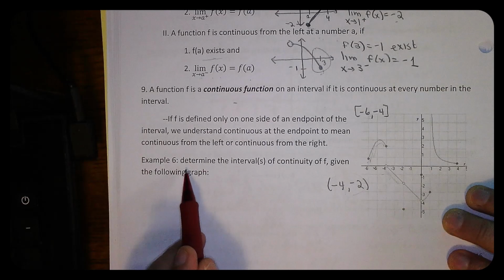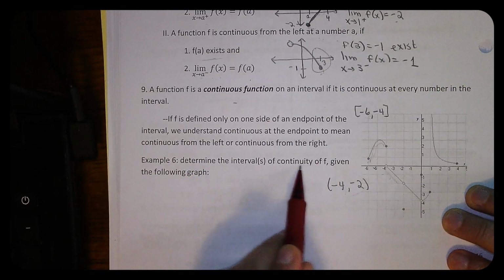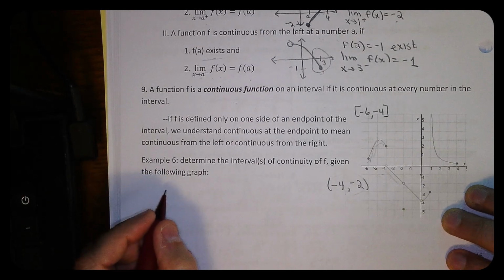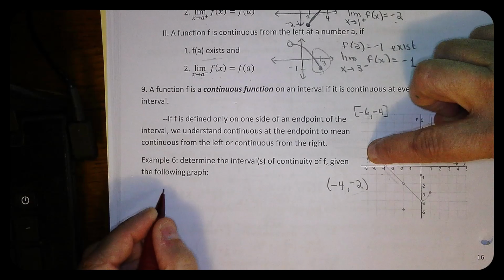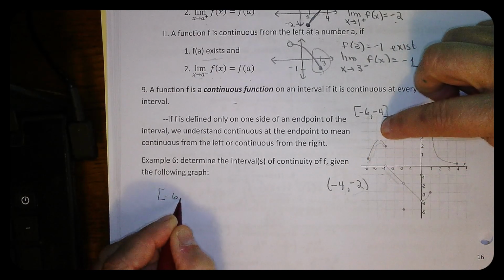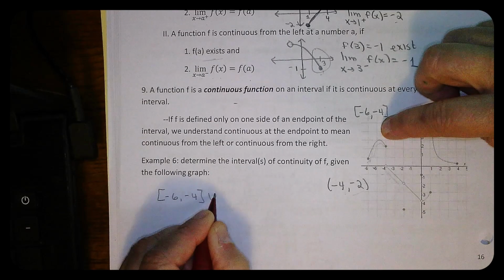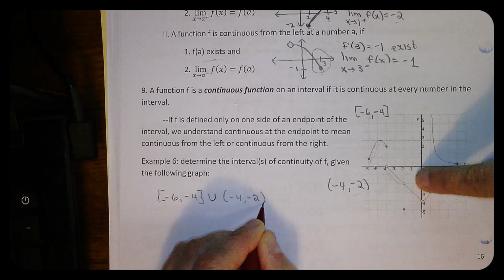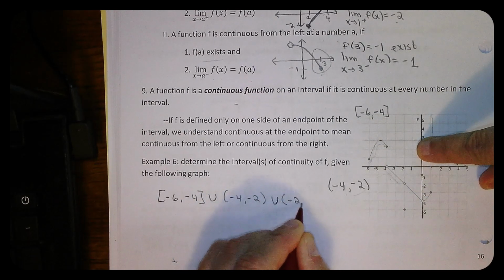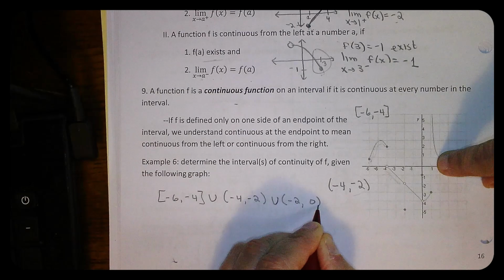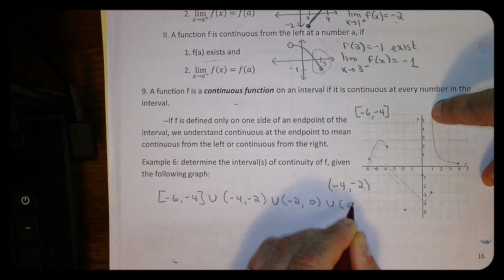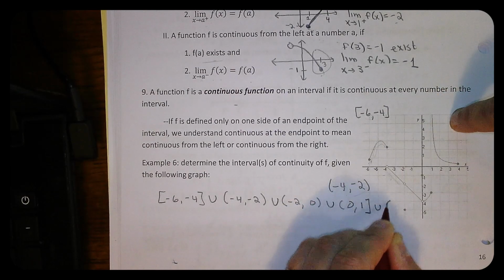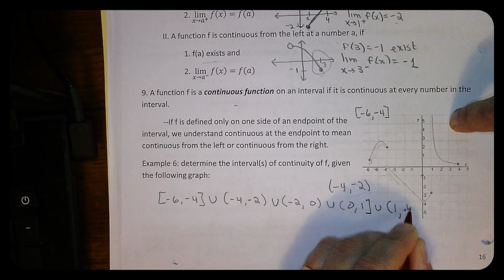All right, so example 6, determine the intervals of continuity of f. Not point continuity, just the intervals of continuity. So basically that's just saying the function is continuous on the interval from negative 6 to negative 4. And it's continuous from negative 4 to negative 2. And it's continuous from negative 2 to 0. And it's continuous from 0 to 1. And it's continuous from parenthesis 1 to bracket 4.